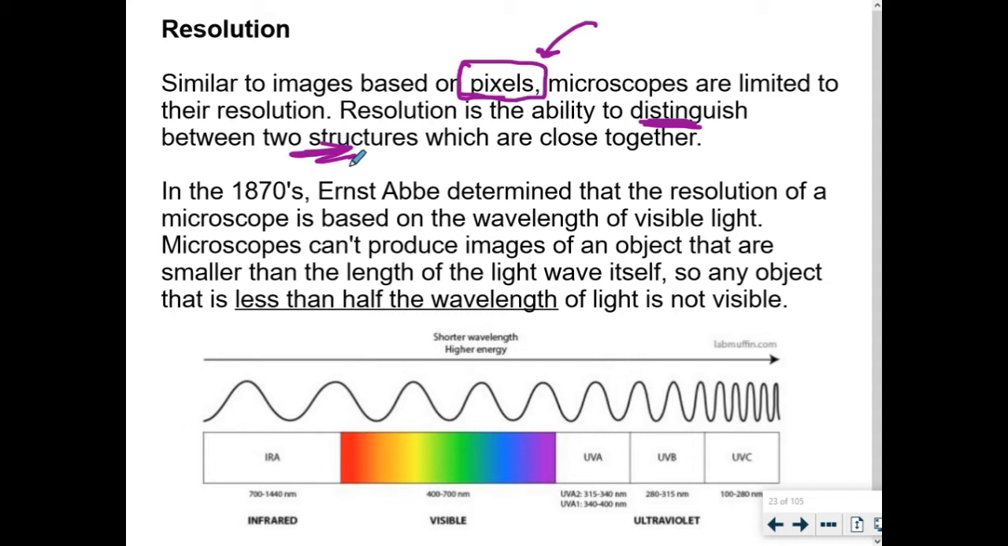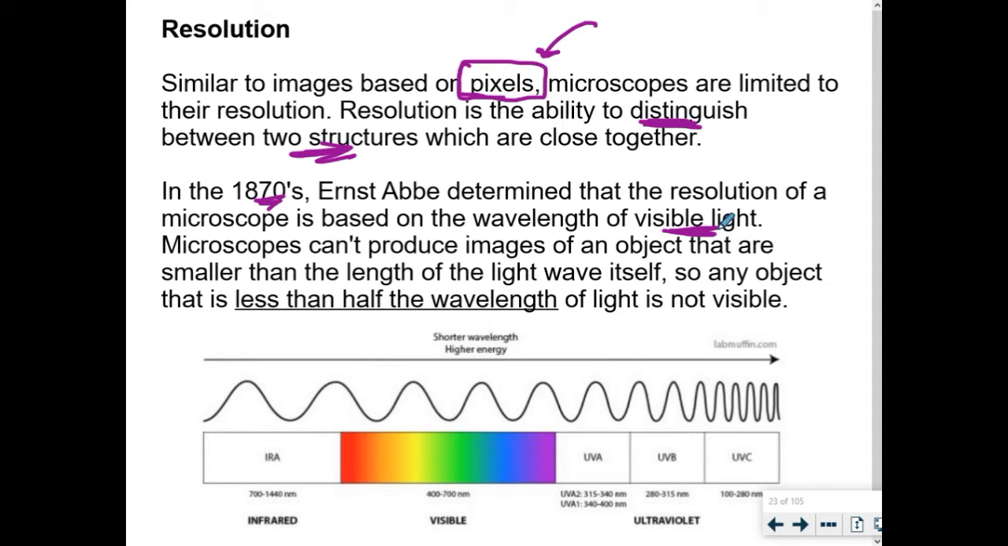It just kind of all blurs together. And that's like your pixel rate. It wasn't until the 1870s that Ernest Abbe discovered that the resolution of a microscope is based on visible light, which makes sense, because why are we even seeing these cells in the microscope? Well, because visible light is what lets us see them.